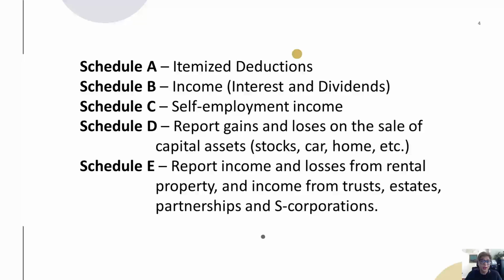Schedule D is to report income and losses on the sale of capital assets. We most often think of this as stock, but it could also be a car or home that you have sold during the year. Schedule E is used to report income and losses on rental property, and this is also where you will have your partnership, your S corps, and any trust or estate income.